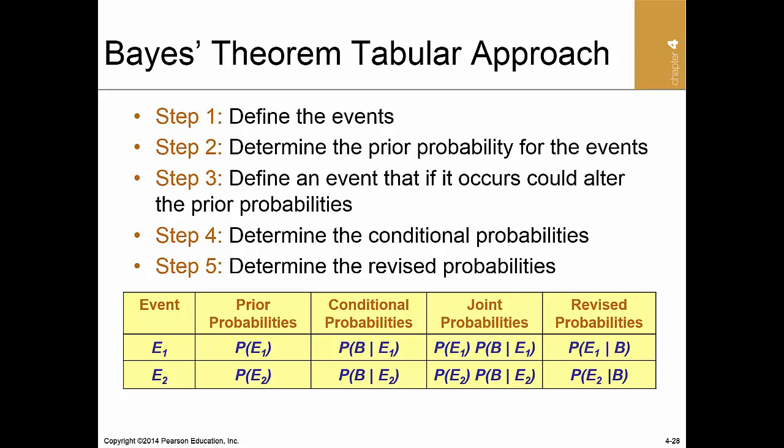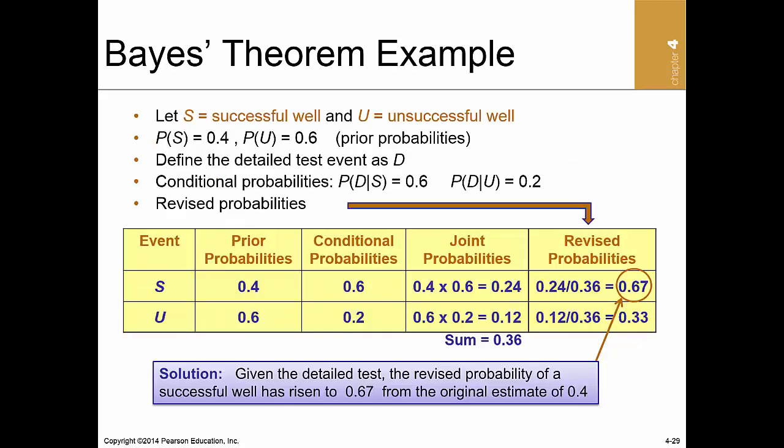Suppose a drilling company has estimated a 40% chance of striking oil with their new well. A detailed test has been scheduled for more information. Historically, 60% of successful wells have had detailed tests, and 20% of unsuccessful wells have had detailed tests. Given that this well has been scheduled for a detailed test, what is the probability that the well will be successful? If we use Bayes' theorem, we see the revised probability has risen from the original estimate, so we see a greater chance of the well being successful.